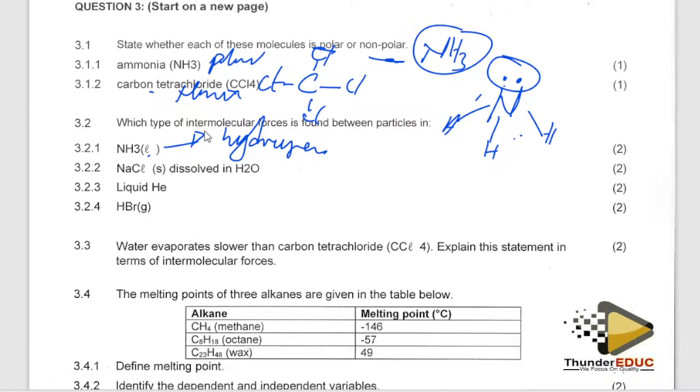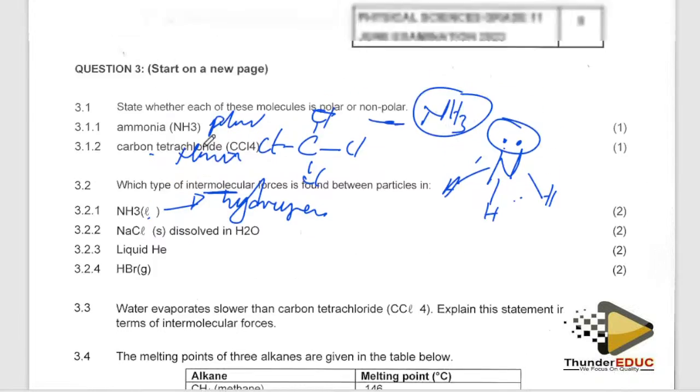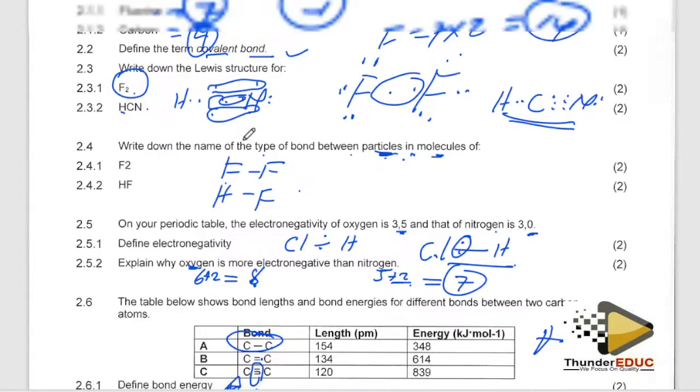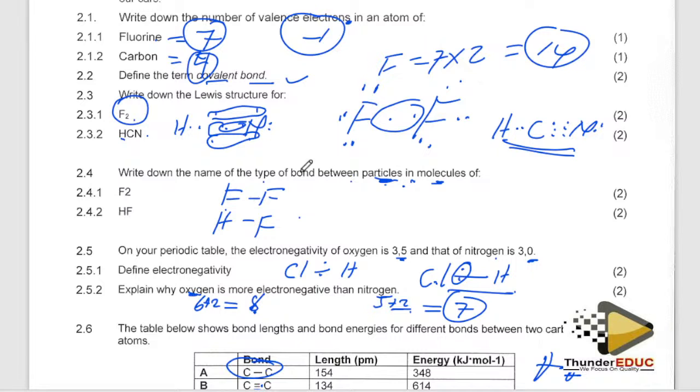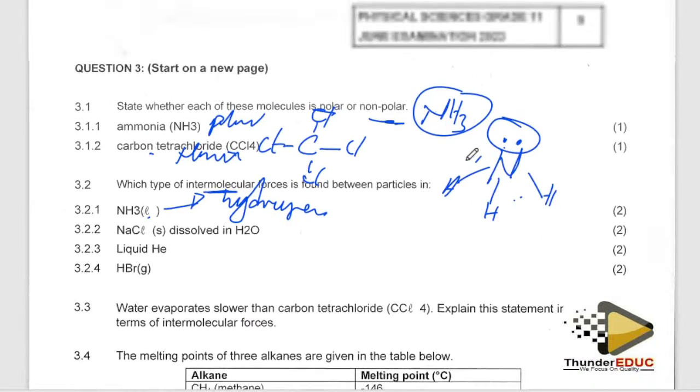Wait. Intermolecular force. They're not saying in the particles of ammonia. No. They are saying between ammonia and ammonia, because this question is different from this question. Here they say the type of bond between the particles in the molecule, meaning they're looking for this, while here they're saying intermolecular.